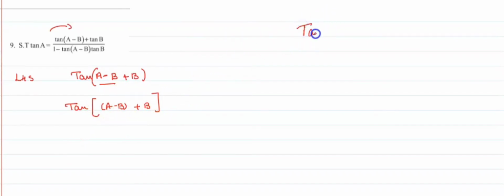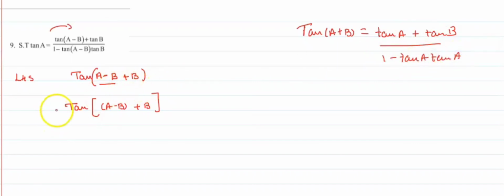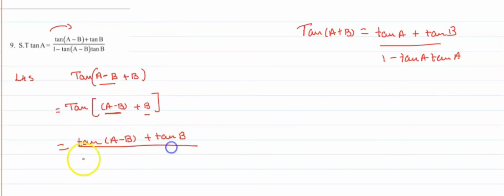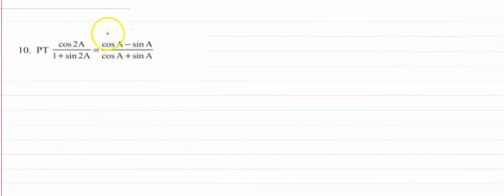So you have this formula, right? The tan of A plus B formula. What is the tan of A plus B formula? That is tan A plus tan B by 1 minus tan A into tan B. So now I'll apply the formula here. So this is completely A and this is B itself. So this is tan of (A minus B) plus tan B divided by 1 minus tan of (A minus B) into tan B. So hope you have got your RHS. Okay, hence proved. Next question.